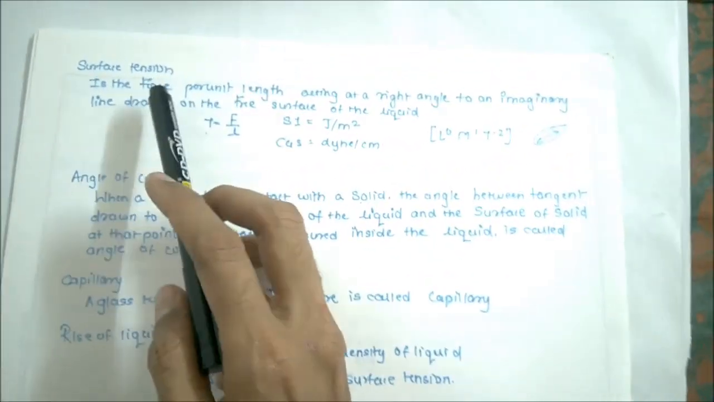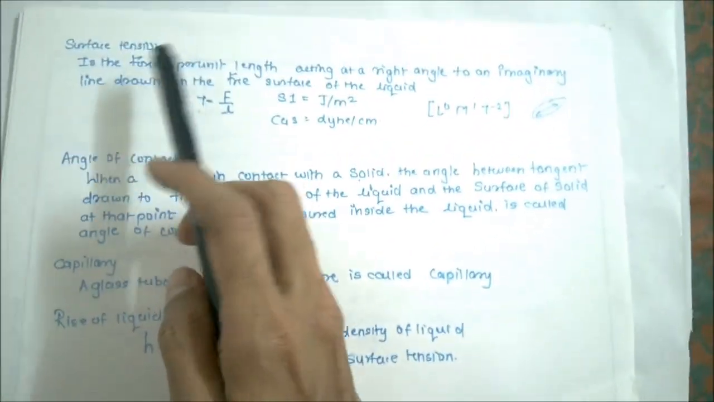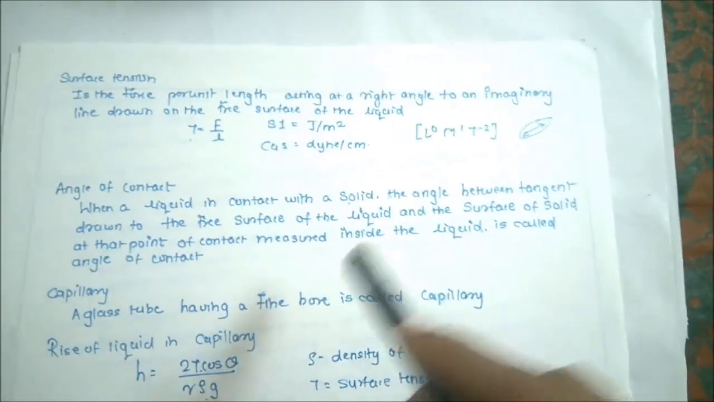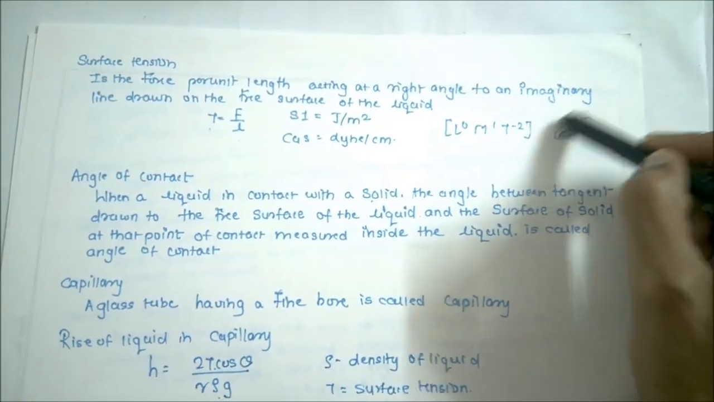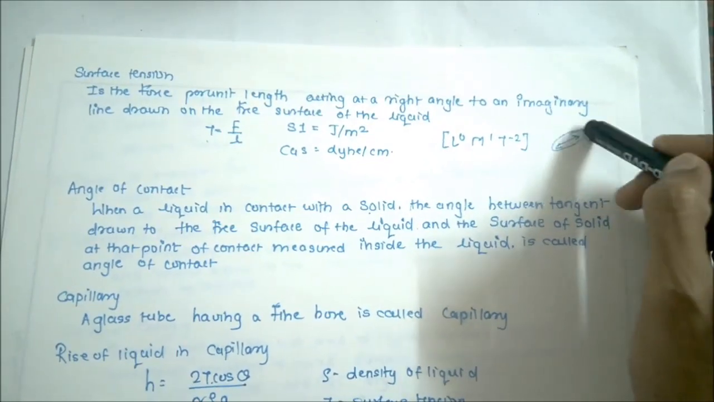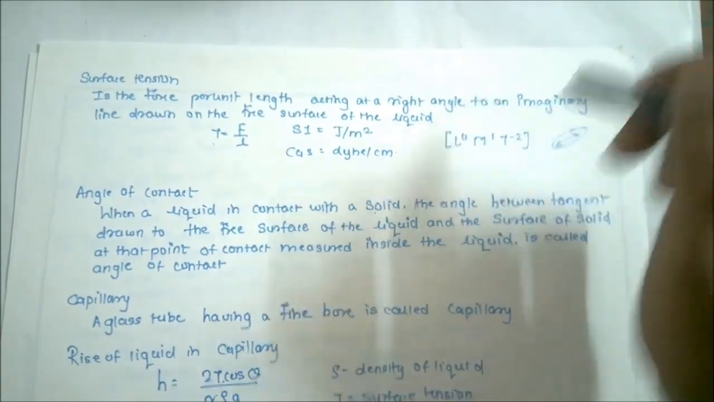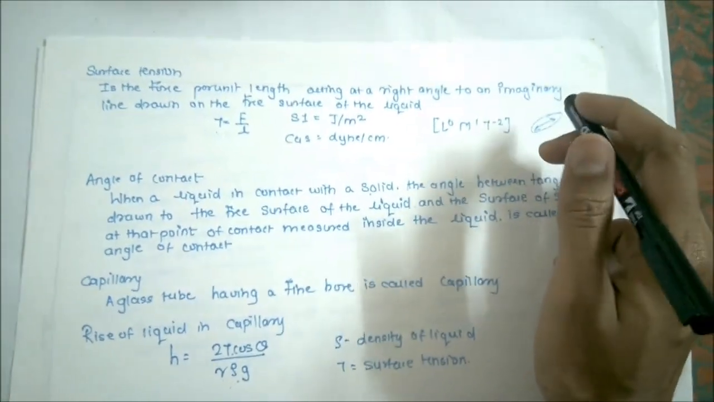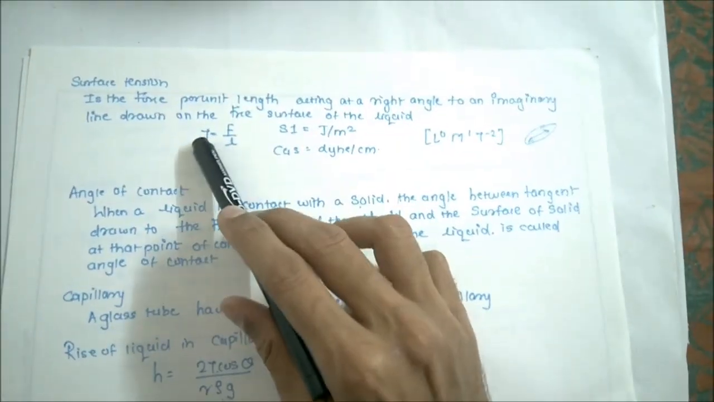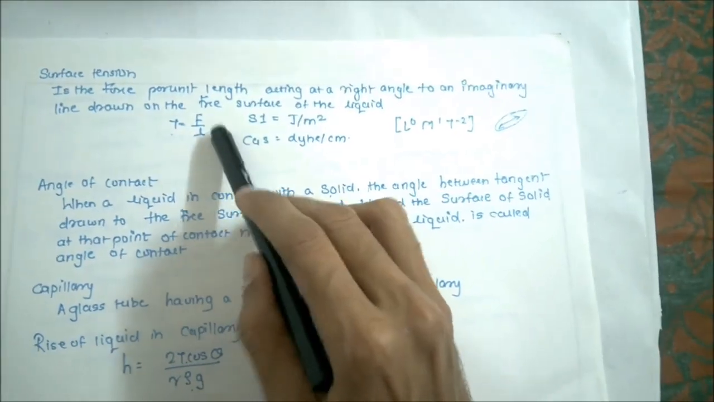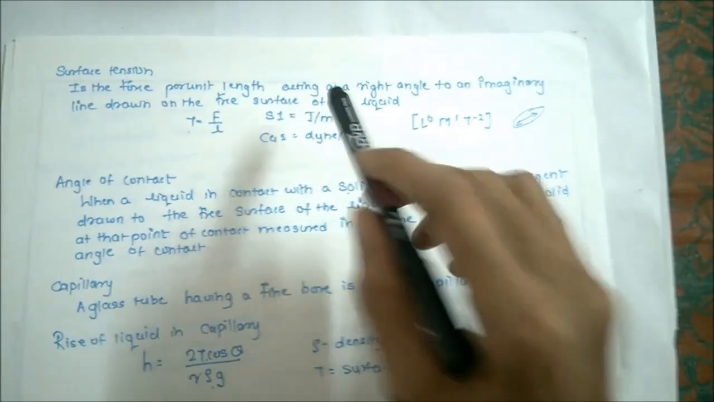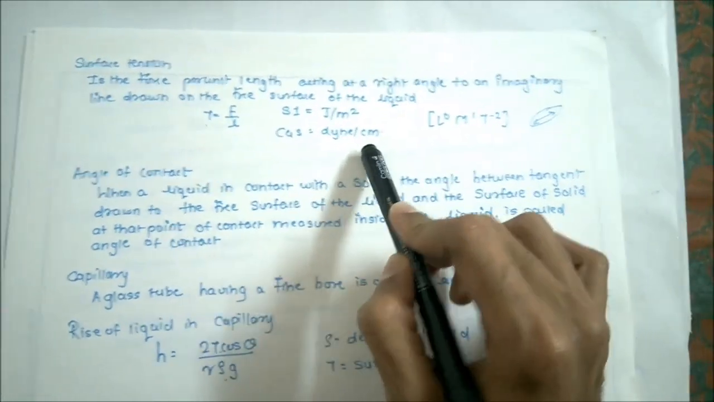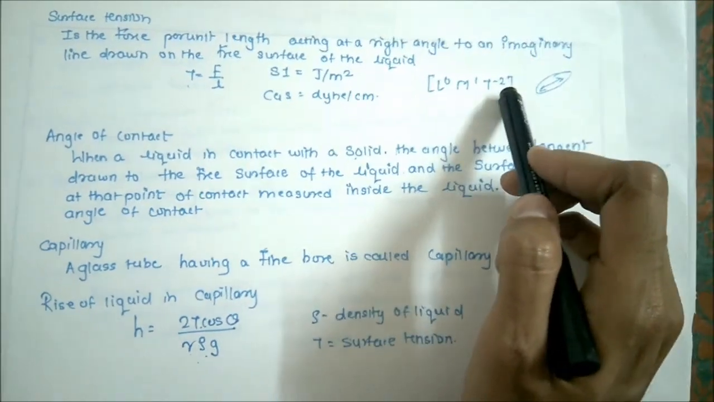Next, we talk about surface tension, the main topic. It is the force per unit length acting at right angles to an imaginary line drawn on the free surface of the liquid. That tension is given by T, which equals the force acting per unit length on the liquid. The SI unit for surface tension is joule per meter square, and the CGS unit is dyne per centimeter. The dimensions are L^0 M^1 T^-2.